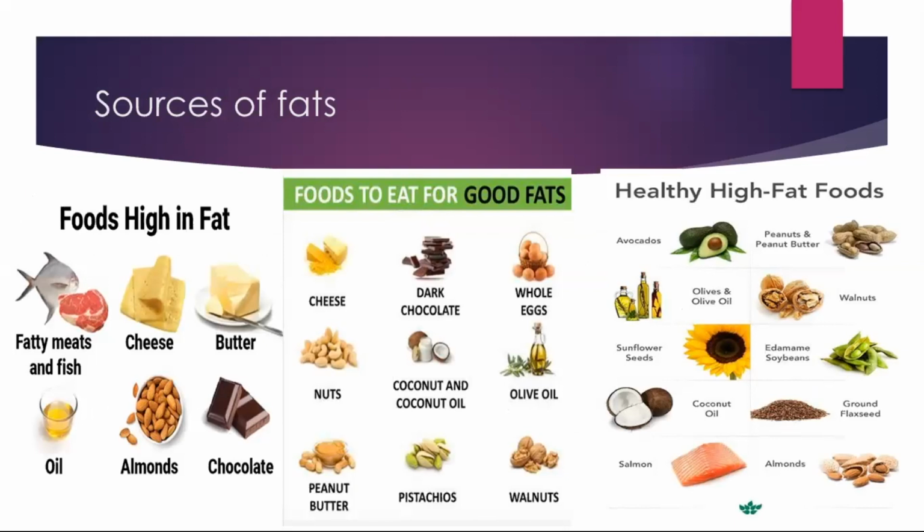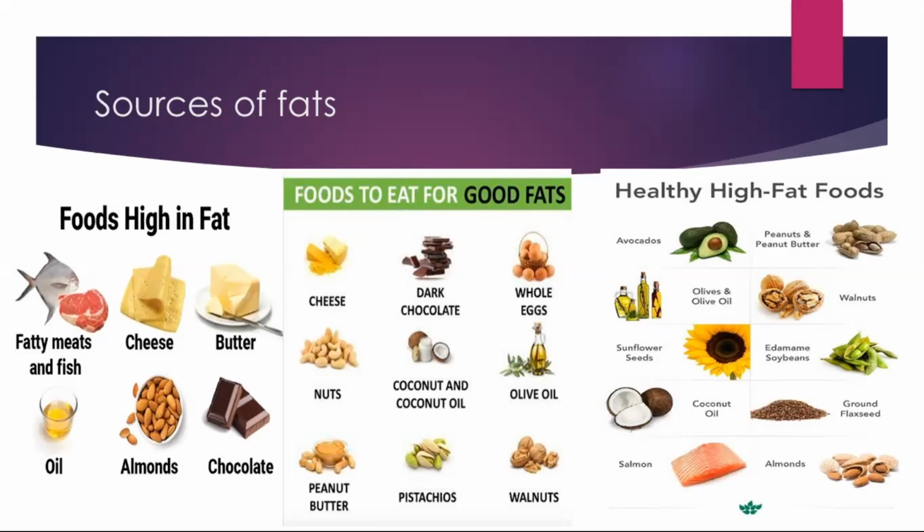Sources of fats. See children, there are foods which are high in fats, and there are foods which are good fats, that is, healthy high fats. So, fats are of two types, good fat and bad fat. Good fat helps the body to fight against cancer and provides energy. And bad fat deposits in the body and causes heart problems.